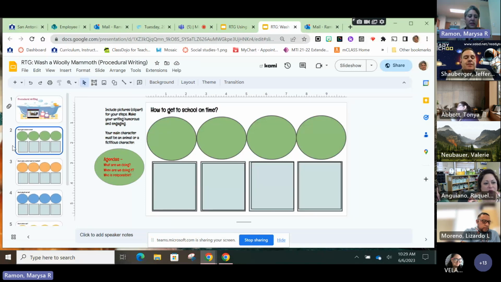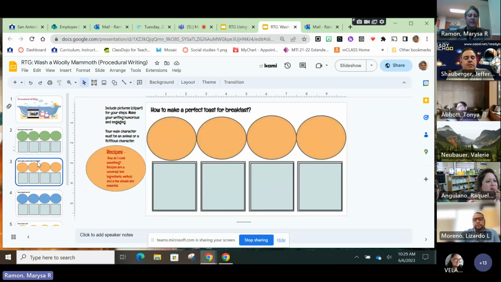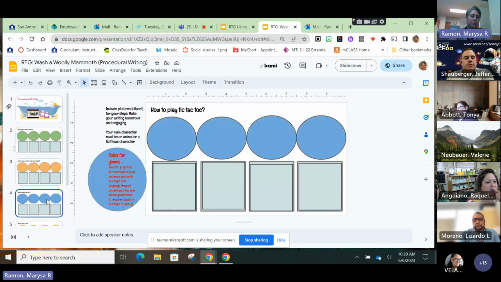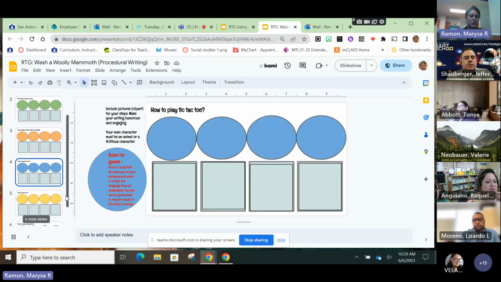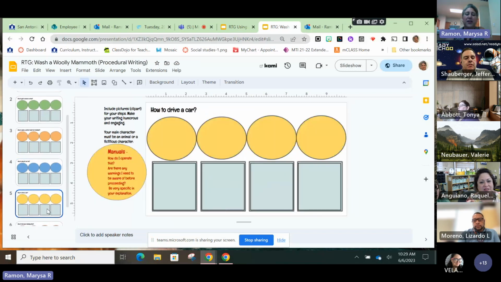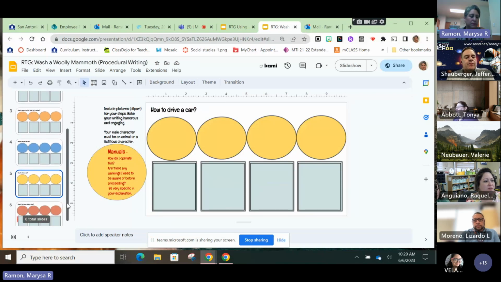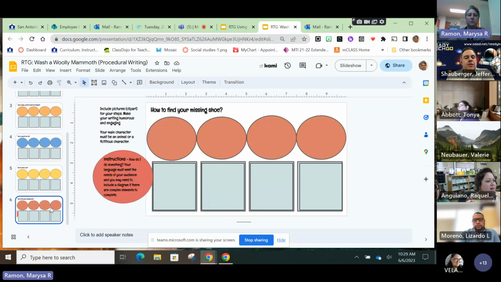Your main character must be an animal or a fictional character. And they had an agenda. So this one was how to get to school on time. What are we doing? When are we doing it? And who's responsible? So then their clip art would go here, and then their writing, the steps in the process, would go here. Then we had how to make perfect toast for breakfast, how to play tic-tac-toe. This one was just a kind of a silly one, how to drive a car, how they thought they would drive a car. If they had a really hard issue with that, then we changed it to riding a bicycle. And then how to find your missing shoe.